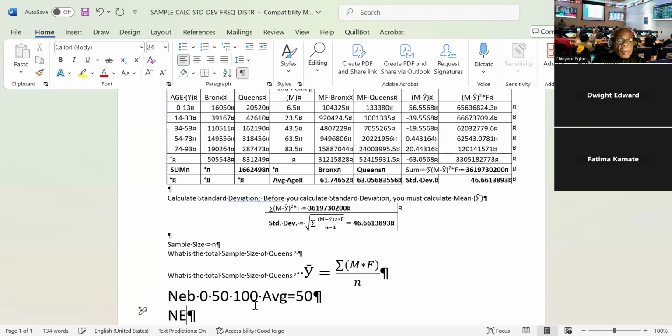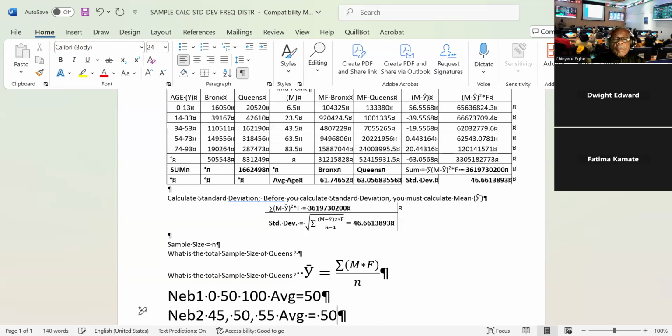Let us look at neighborhood 2. This is neighborhood 2, this is neighborhood 1. And here, the incomes are 45, 50, and 55. The average is what?